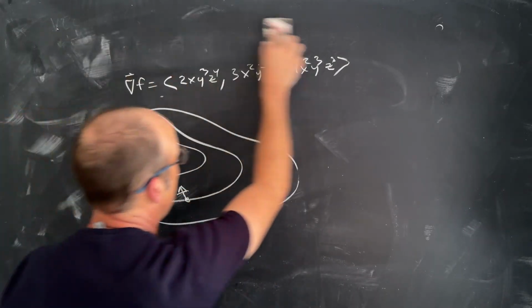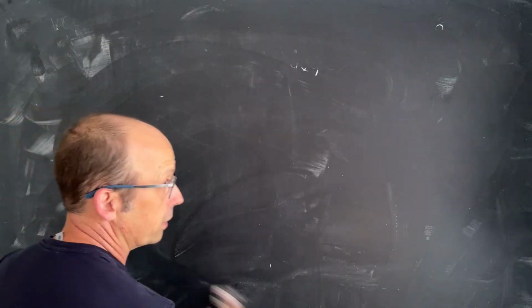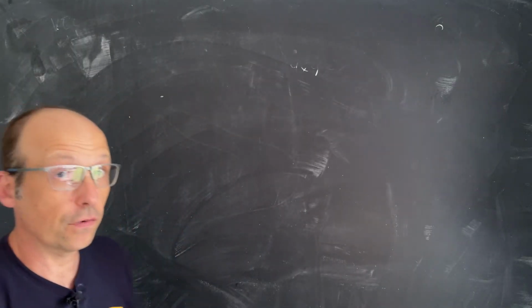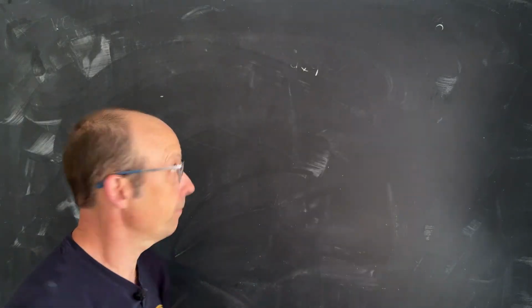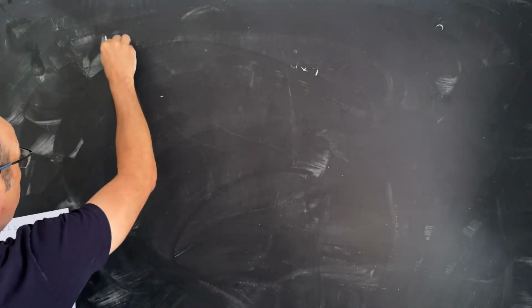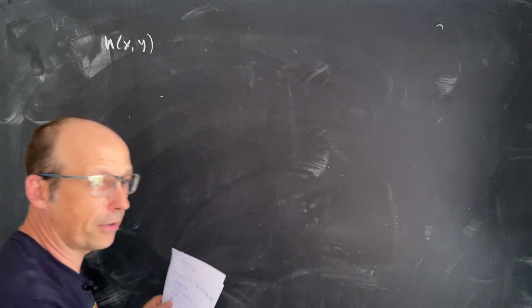Next problem. Suppose that we have a surface, a hill, and we have a function for that hill. This is the one they give in the book. I have to write it down because it's kind of crazy. It looks like this: h as a function of x and y. And yes, there is a z component. They're just all 0.